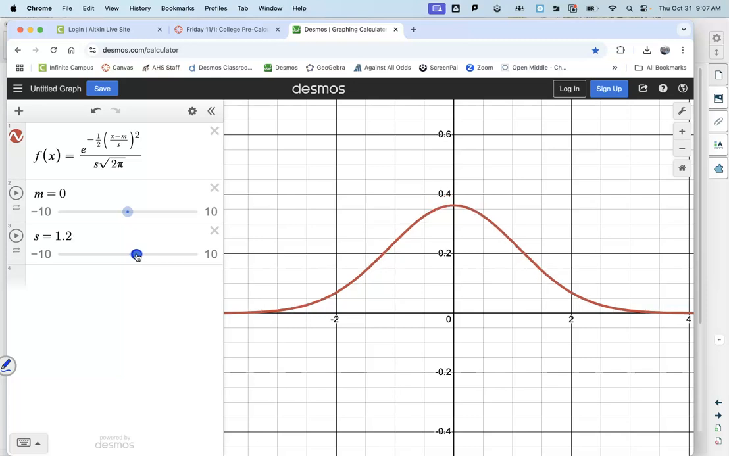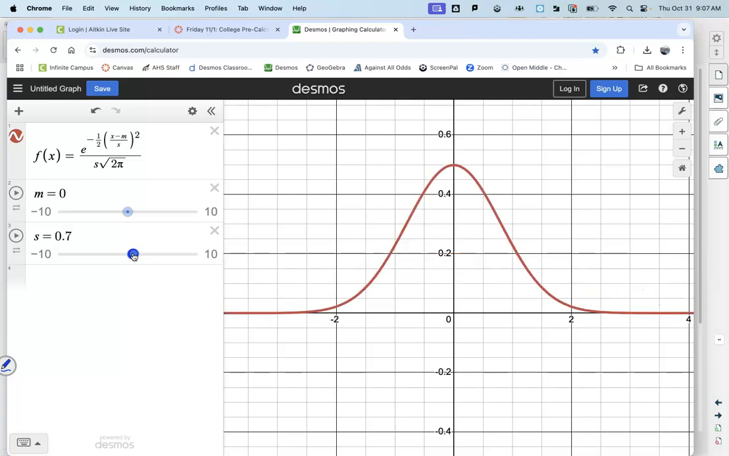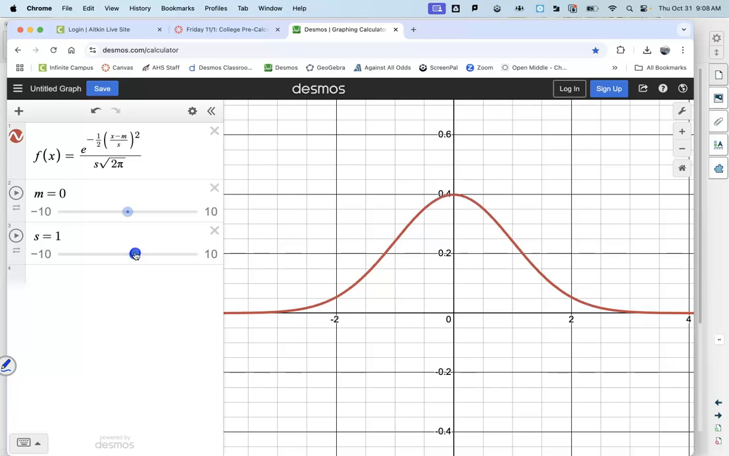The larger the standard deviation, the wider the curve gets, because we know standard deviation describes the spread of a data set. The larger the standard deviation, the more spread out it is. The smaller the standard deviation, the more compact the data set is.